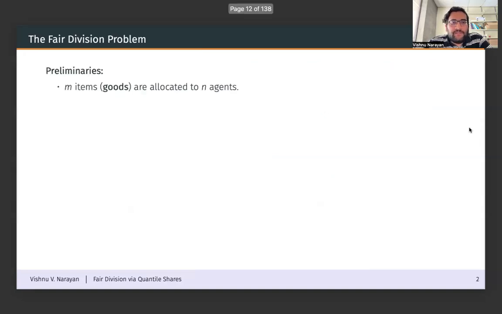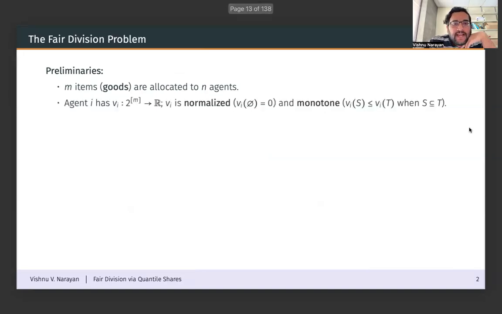So we'll need some preliminaries. In the problem, there are m items. And for now, we'll consider the case where the items are goods. And these are going to be allocated to n agents. Every agent i has a valuation function v sub i, and we make some standard assumptions. v sub i is normalized, which means v_i of the empty set is 0. And v_i is monotone, which means if you add some item to your bundle, your value weakly increases.